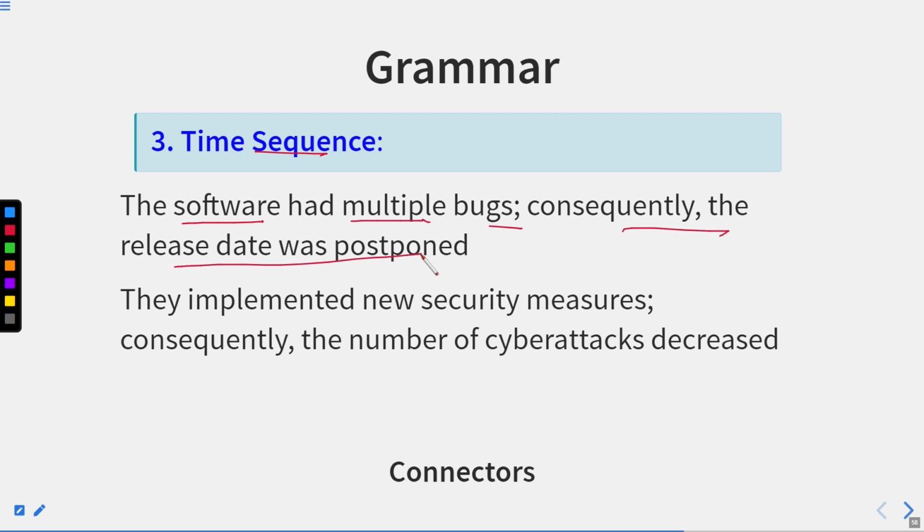Time sequence: the software had multiple bugs. Consequently, the release date was postponed. So you can see in this example, we have already used this example earlier as well in case of as a result. So consequently is similar to the phrase as a result. This is actually the same, but these are the substitutions or the synonyms, you can say. They implemented new security measures. Consequently, the number of cyber attacks decreased. It means this is actually the reason due to which this has been improved.